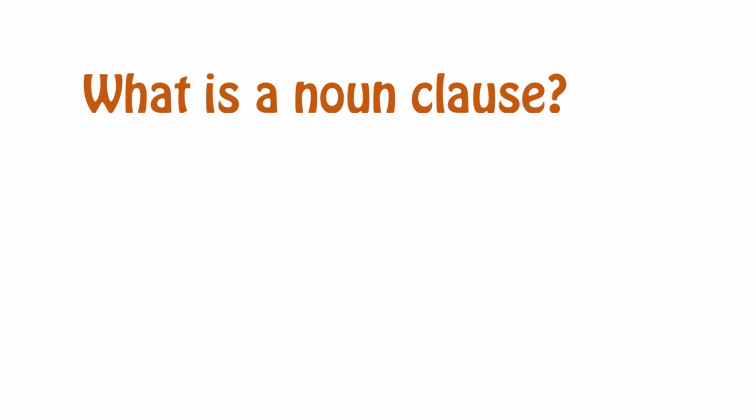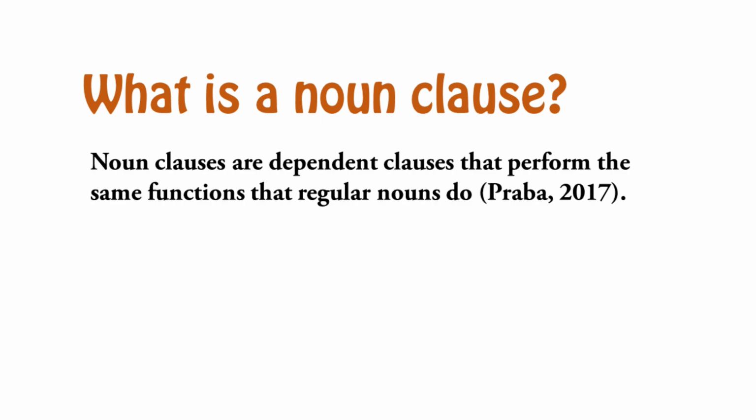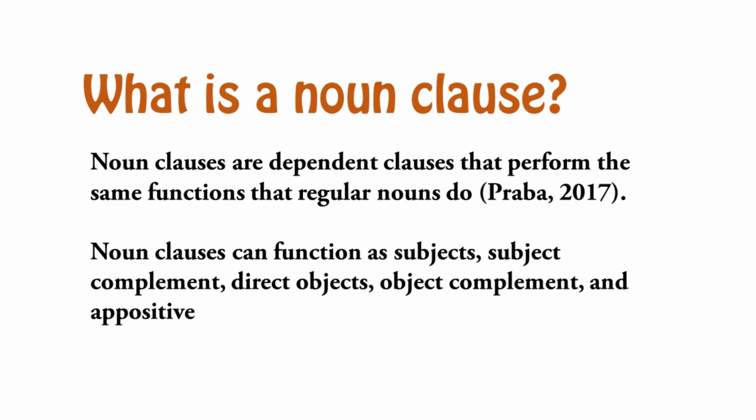What is a noun clause? Noun clauses are dependent clauses that perform the same functions that regular nouns do. It means that noun clauses have a similar meaning to nouns. Noun clauses can function as subjects, subject complements, direct objects, object complements, and appositives.